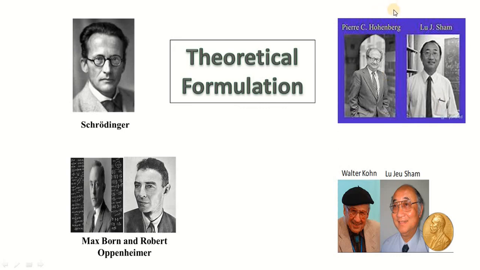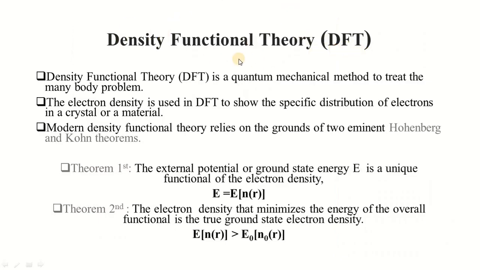For this purpose Hohenberg and Kohn gave two theorems on which density functional theory is based. Now what is density functional theory, DFT? Density functional theory is a quantum mechanical method to treat many body problems. In the Schrödinger equation we have atoms like hydrogen and around this we have an electron, but in density functional theory we have electron density instead of electrons. So we use electron density in density functional theory to show the specific distribution of electrons in a crystal or a material. So in density functional theory the main quantity is the electron density.